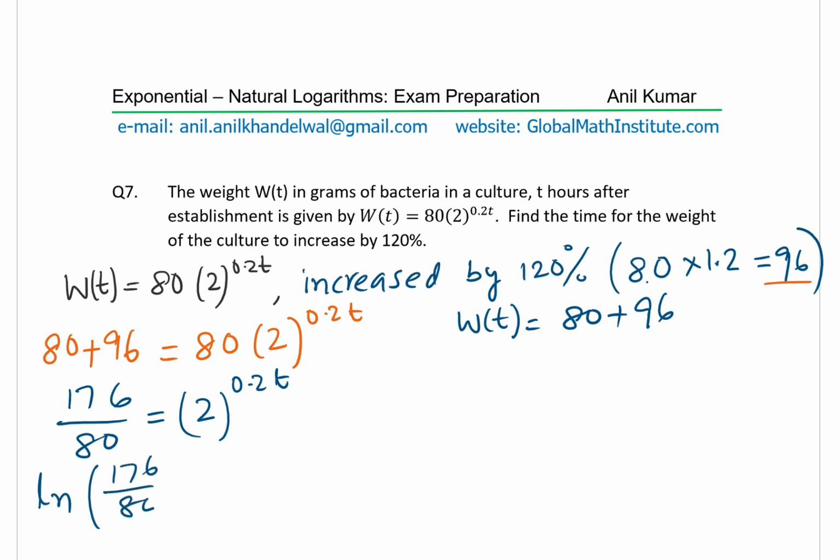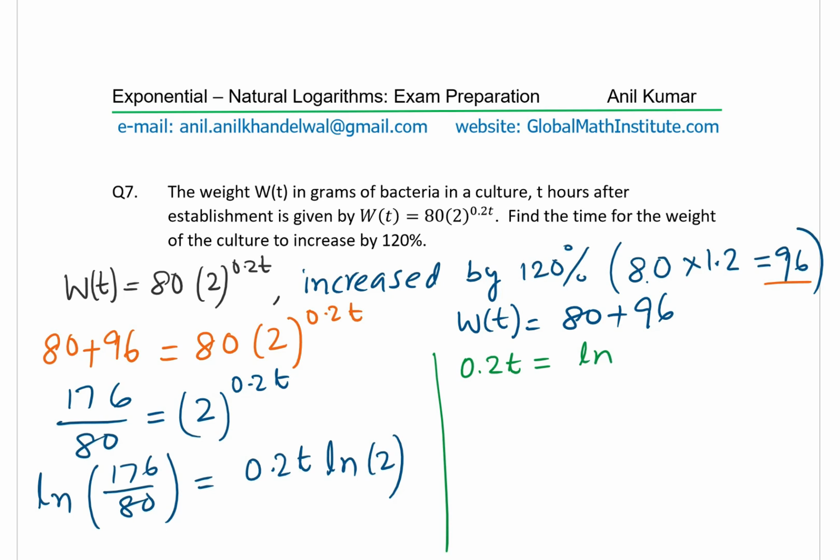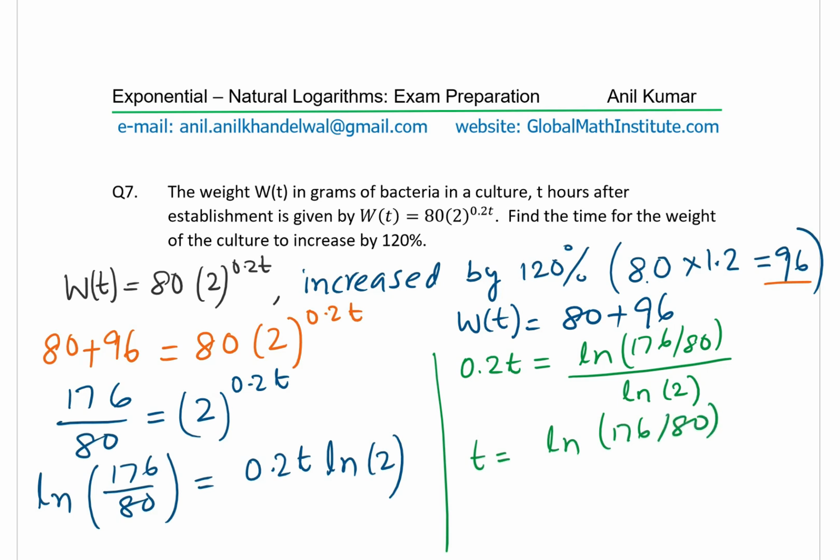176 over 80 equals 0.2 t of ln 2. And now we can isolate t. So we get 0.2 t equals ln of 176 over 80, divided by ln 2, or t will be equal to ln of 176 by 80 divided by 0.2 times ln 2, right? So that gives you the answer.